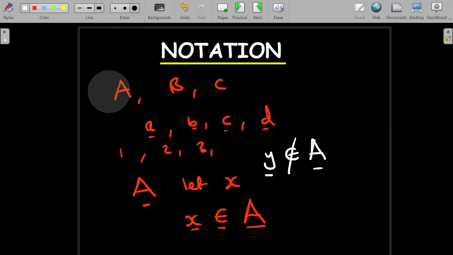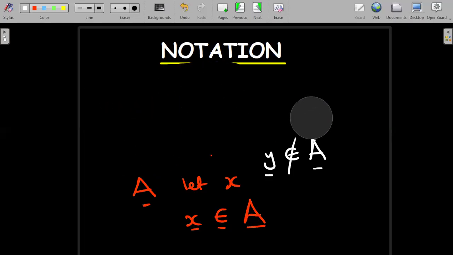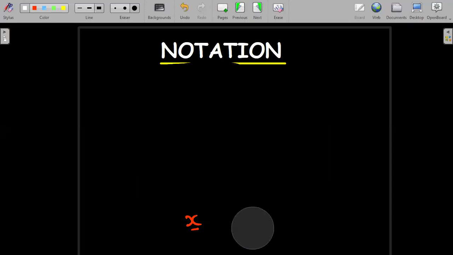Another thing that we will look at when dealing with these sets is that sets can be listed or can be given using a description.